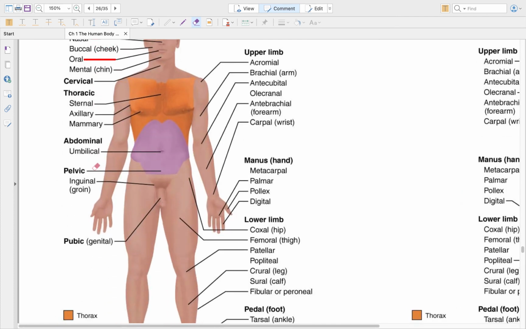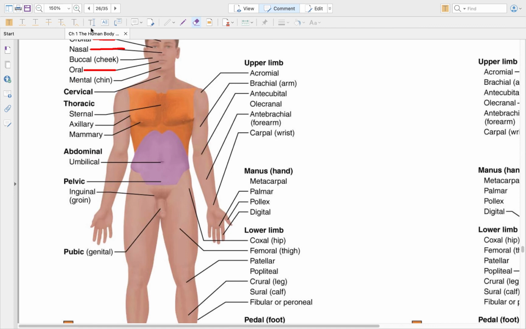So there's quite a few terms here, and they're straightforward. Acromial is right there in the shoulder joint, shoulder area. And as we get into the anatomy and joints, you're going to see why, but you want to remember that term. Brachial. Brachial means arm, your upper arm.